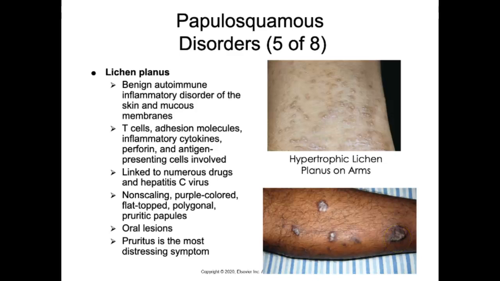We can also find some lesions in the oral region that appear to be a lacy white ring. So sometimes it can be mistaken for things like candidiasis, and they typically don't ulcerate, but they can occur at times and be very painful. And patients with this disorder tend to say that the pruritus, or the itching, is the most distressing symptom, especially since this can last for months or years.